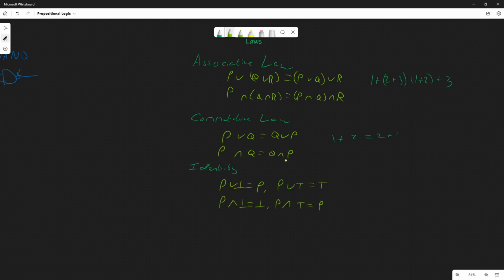The identity laws state that if you have P or the bottom, which is what this upside down T is, it means always false.